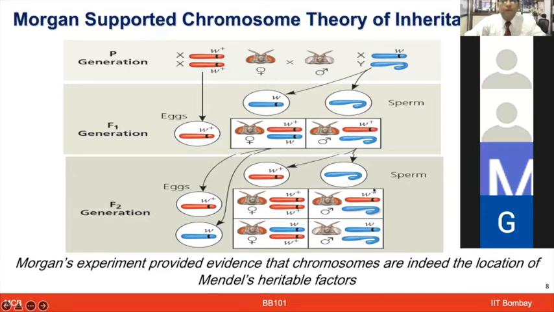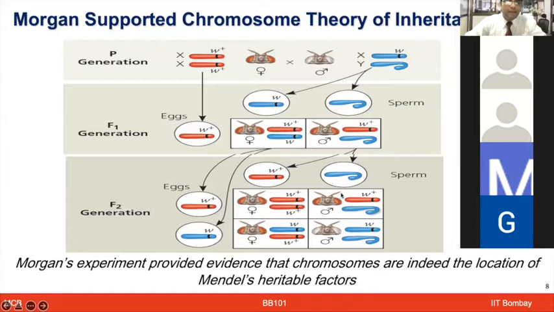It means the 3:1 ratio of phenotype is still maintained. So he was able to obtain the same type of conclusion that Mendel had reached with the pea plants. But there is also some more information here. For example, one female is having the W plus on both chromosomes, whereas another female is having it on only one chromosome.